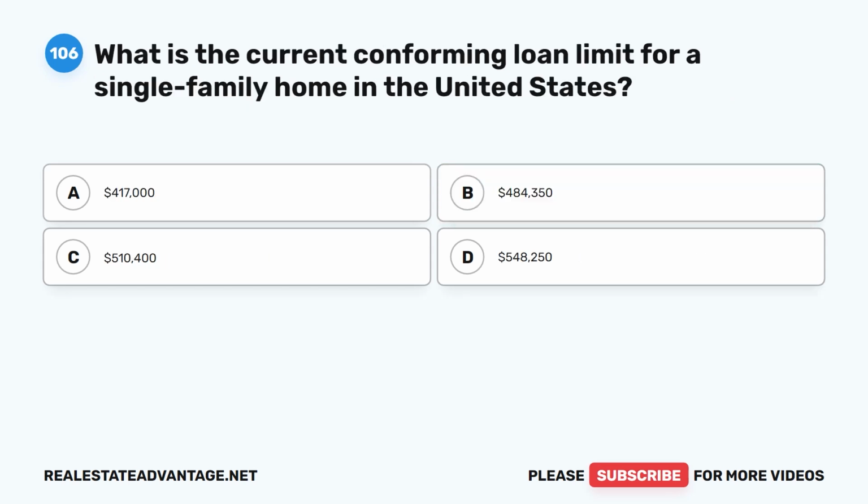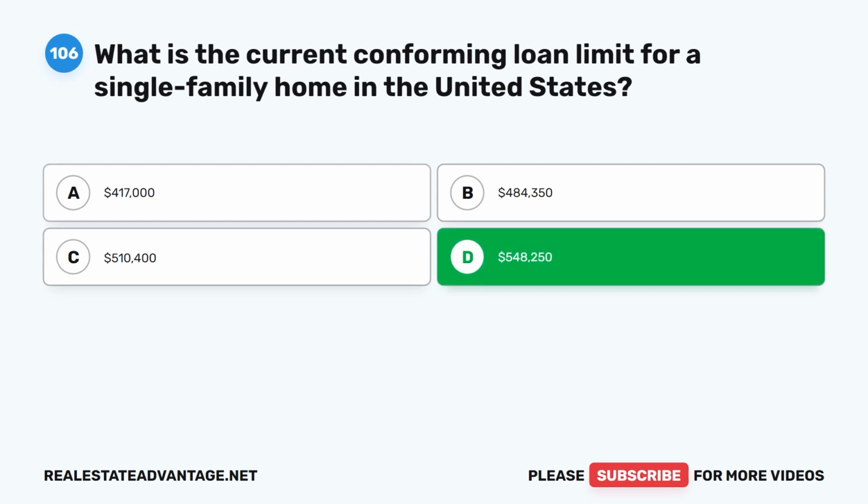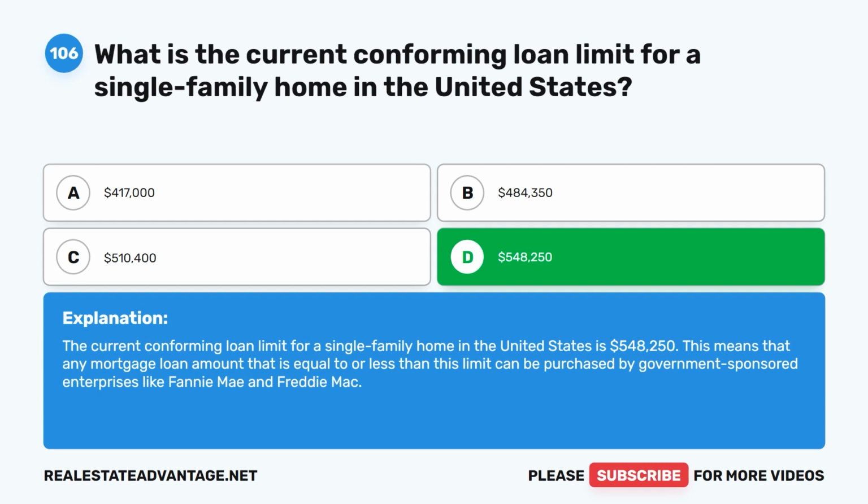Question 106. What is the current conforming loan limit for a single-family home in the United States? A. $417,000. B. $484,350. C. $510,400. D. $548,250. The correct answer is D. $548,250. The current conforming loan limit for a single-family home in the United States is $548,250. This means that any mortgage loan amount that is equal to or less than this limit can be purchased by government-sponsored enterprises like Fannie Mae and Freddie Mac.